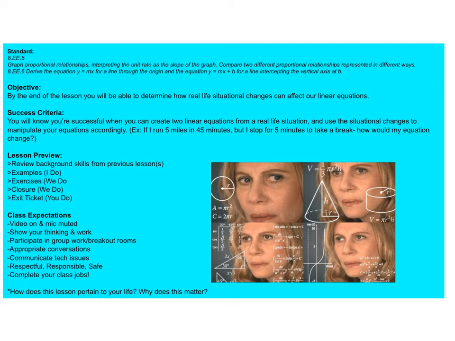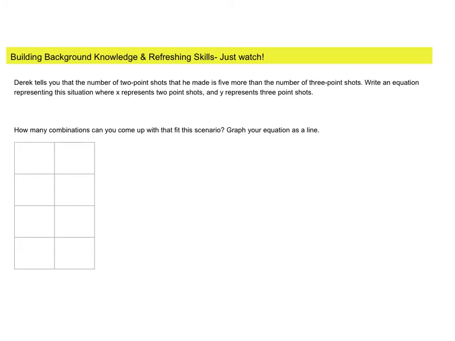And let's get started. All right, here I'm just going to be reviewing some background knowledge and refreshing our skills when it comes to reading word problems that are representing real-life situations and creating tables and graphs based on those things. So it says Derek tells you that the number of 2-point shots he made is 5 more than the number of 3-point shots. So he makes some 2-point shots, he makes some 3-point shots, but there's 5 more of the 2-point shots. Okay? Write an equation representing the situation where x represents 2-point shots and y represents 3-point shots.